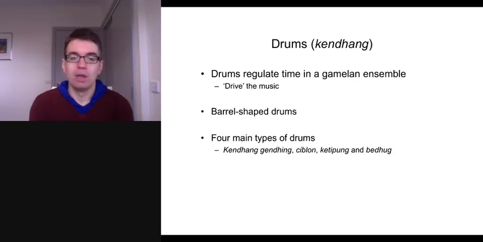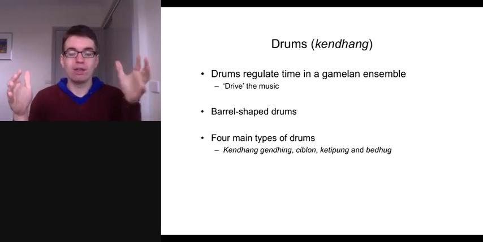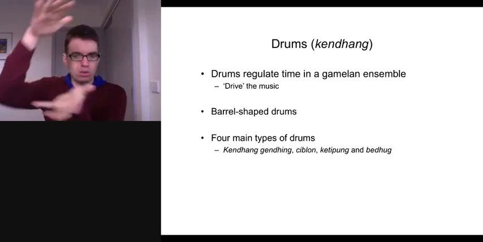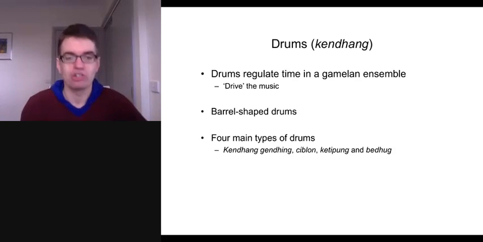Most of the drums tend to be barrel shaped, and this means that they have two skins, one at either side of the drum, and one of the drum heads tends to be much larger than the other side. So it produces a kind of bulge shape that's called a barrel shape. The four main types of drums are the large kendang gending, the medium kendang ciblon, the small ketipung, and then a drum known as a bedug.